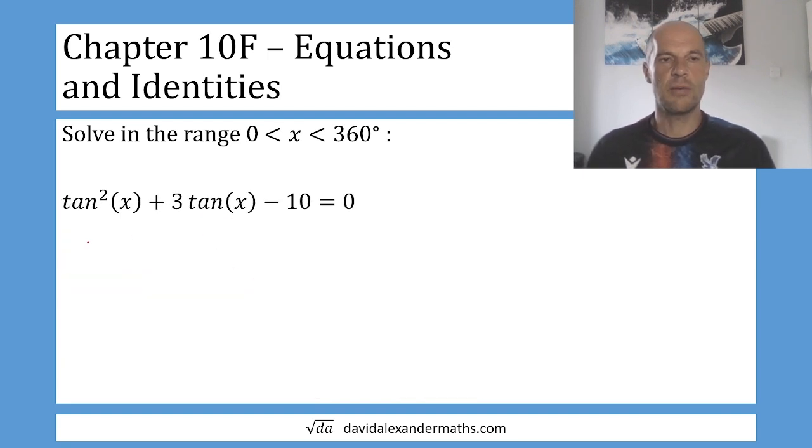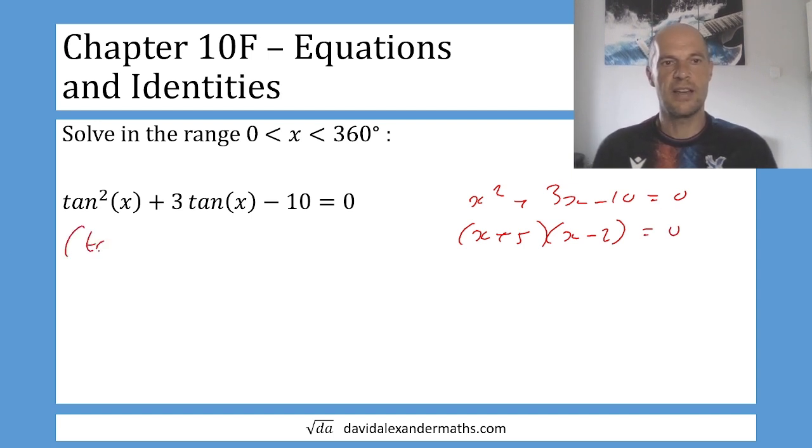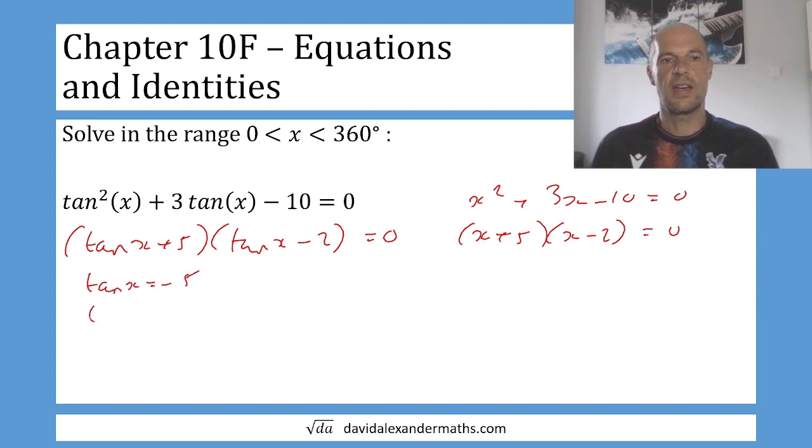Okay, so here's another example. Here we've got something that looks like an x squared plus 3x minus 10, which we know that we could factorise to x plus 5, x minus 2. So it's going to be exactly the same here. Here it's going to be tan x plus 5, tan x minus 2 equals 0. So let's think about that. Tan x times tan x is tan x squared, which is tan squared x. So therefore that means that tan x is negative 5 and the tan of x is positive 2.